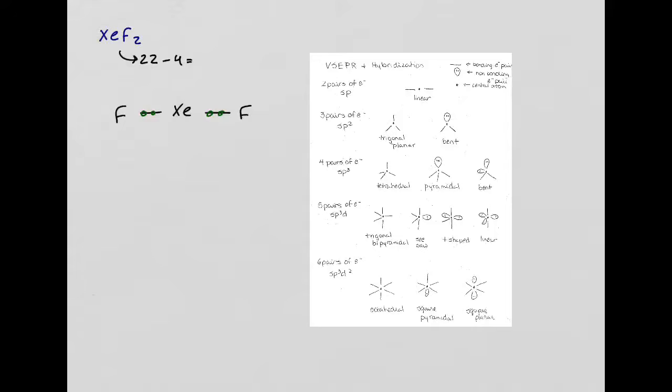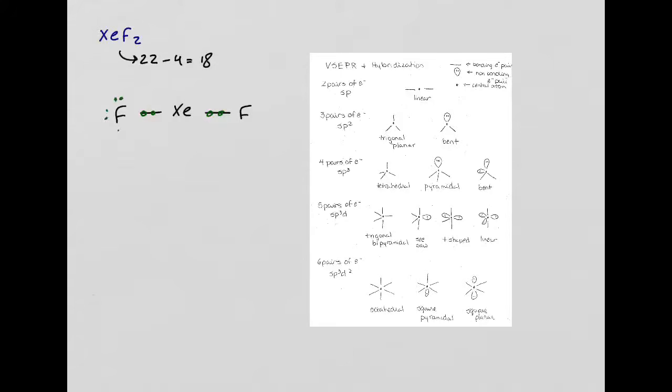What is 22 minus 4? 18. Hopefully I'm doing my math right. You guys know how I do with math. Okay, so then I have 18 electrons to account for. I have to make sure my surrounding atoms are happy.